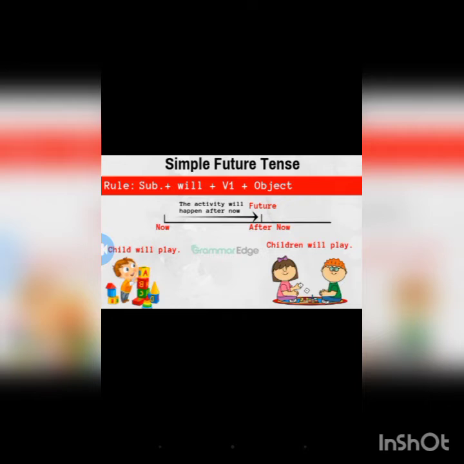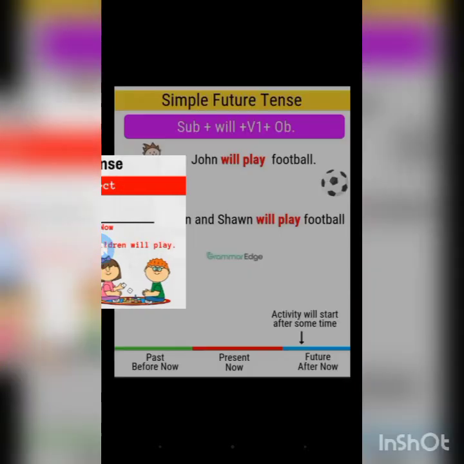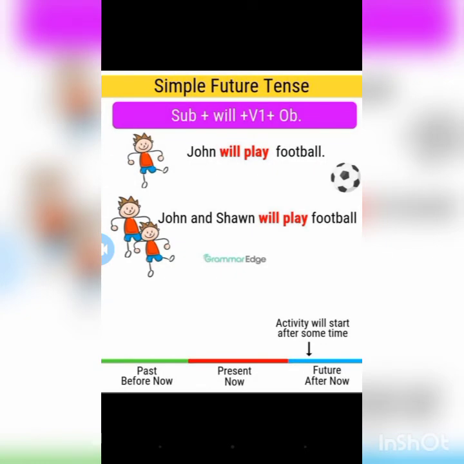Okay, and in this we will use will plus the verb. Will plus verb. So child will play, children will play. Will plus the verb. Okay, see an example: John will play football. John and Shan will play football. So we will use will plus the verb.